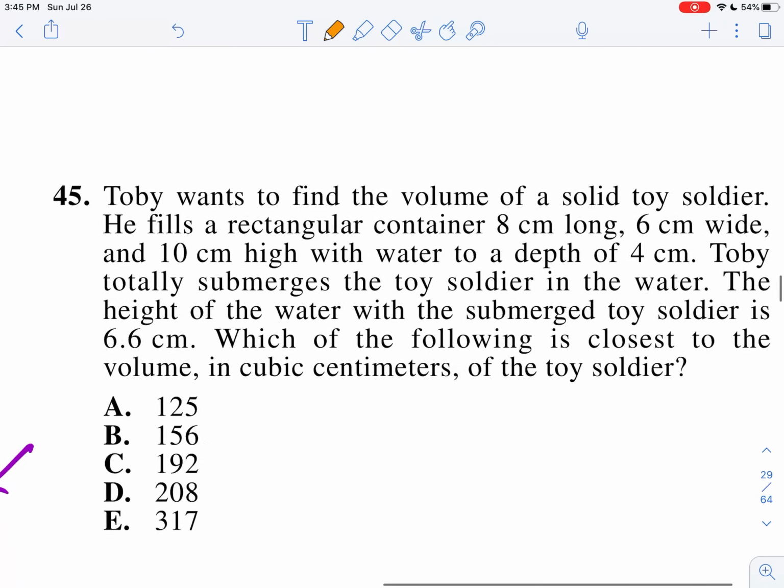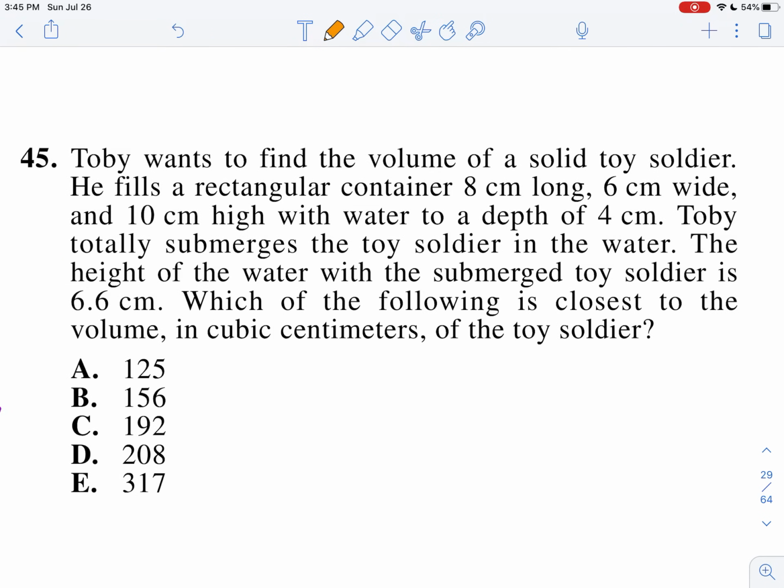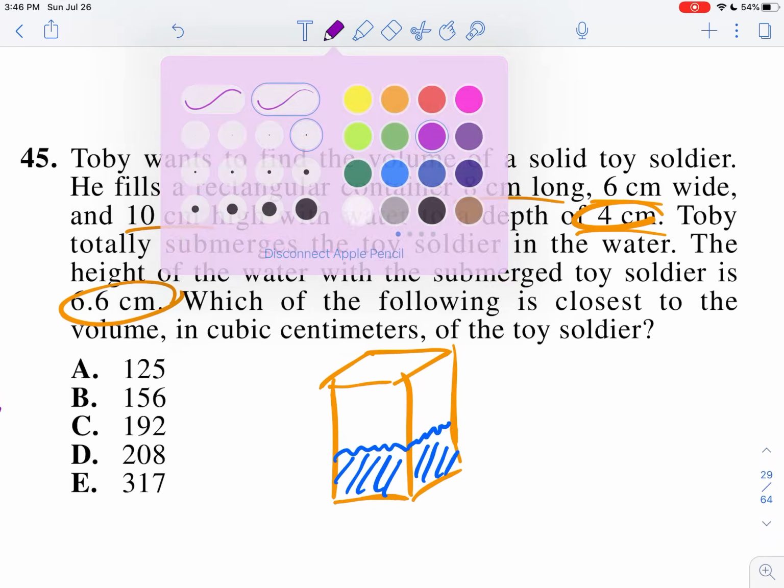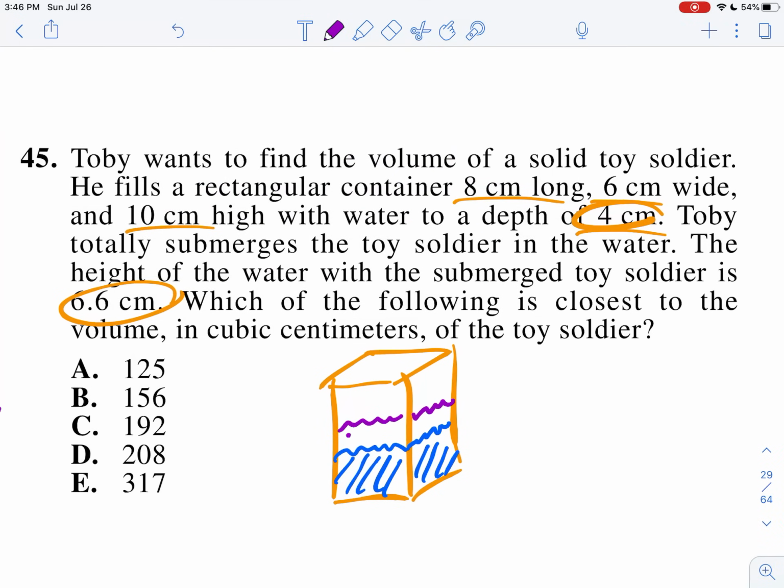44 is F. Toby wants to find the volume of a solid toy cylinder. He fills a container 8 by 6 by 10 to a depth of 4. He totally submerges it, and then the height goes from 4 to 6.6. So what's the volume? So let's visualize this. This is the way I would kind of think of it. This is your tank. It's a rectangular thing. Now, originally there's a height of 4 of water, right? The original height is 4, and then it goes up. I'll draw this in purple. It goes up to 6.6 after he puts in the toy or whatever it is.